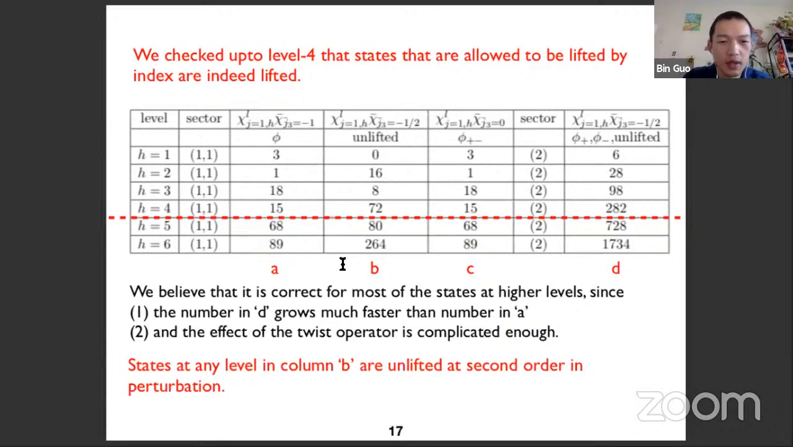So we believe it is correct for most of the states in column A at higher levels because there are enough states in column D. And because the twist operator is complicated enough, if you apply it to the state A and you have enough phase space in D, you will generally get a non-zero state and lift. Another important thing to notice is at any level in column B, the state is unlifted at second order. It is correct for any level.